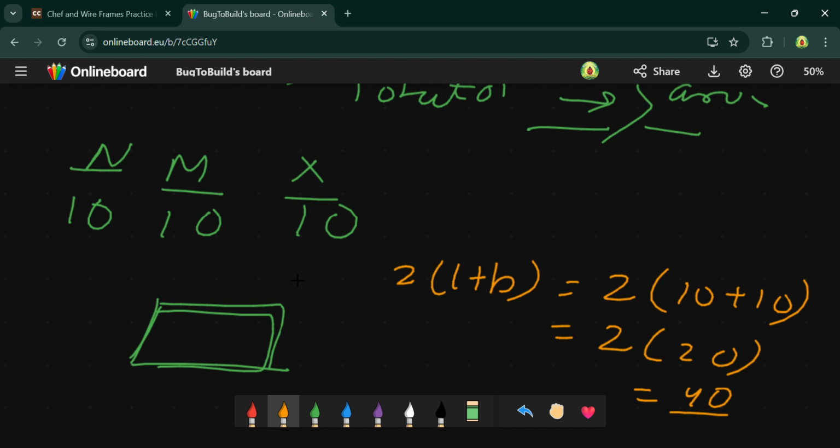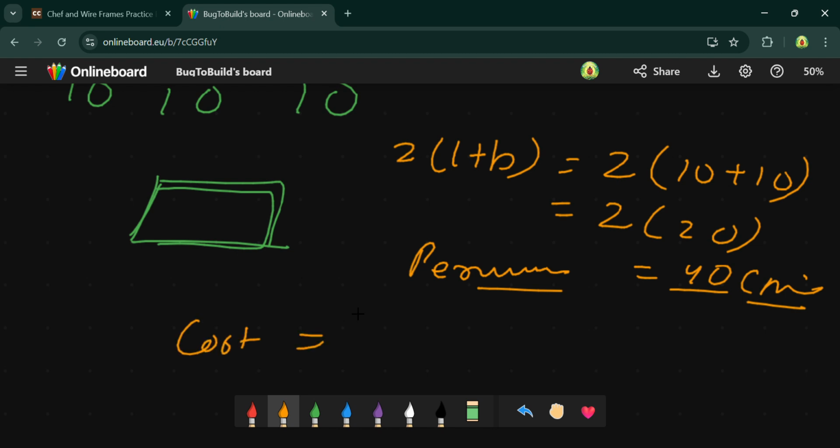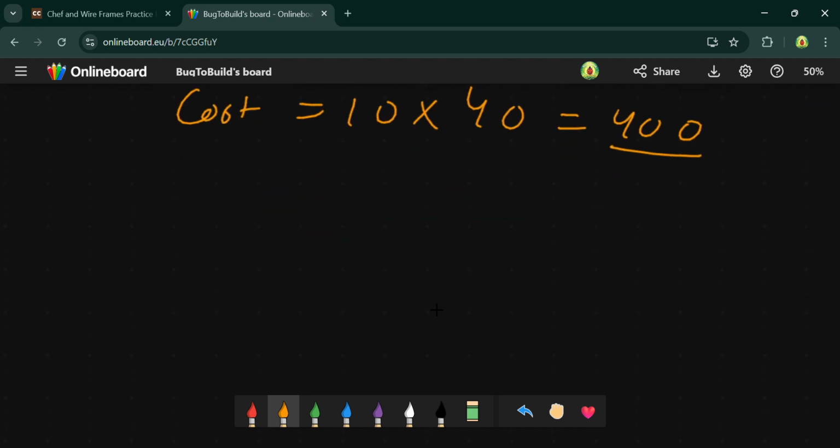So the perimeter is 40 centimeter. And then you have to find the cost. The cost is again 10, so you just have to multiply 10 into 40, which will give 400. So I hope you understand this question and what it is telling.